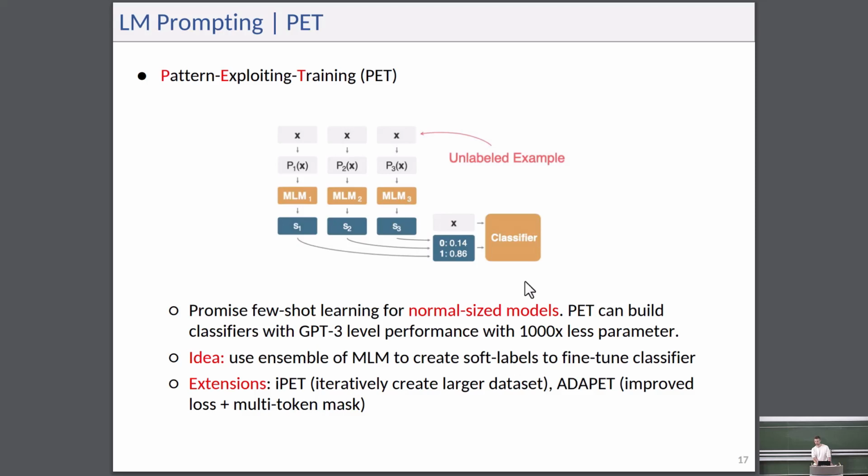S1 will be the probability for terrible and the probability for great. So that's why they're called soft labels. With their probabilities, yes. The same thing, but from another language model.